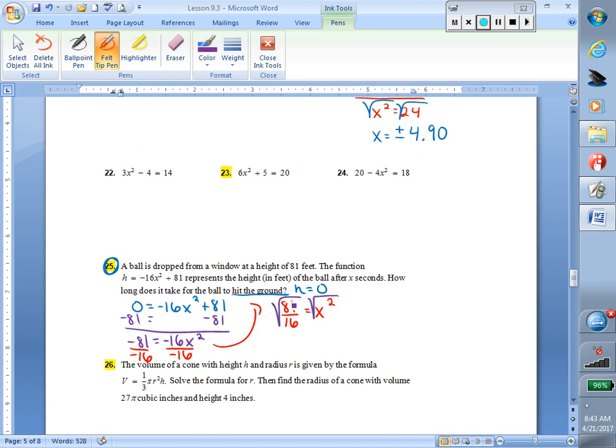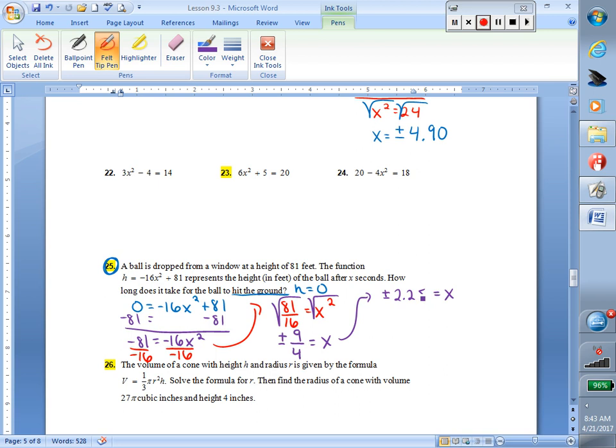I can now take the square root of both sides. I'm taking the square root of a positive number, so I'm going to have my plus or minus. And square root of 81 is 9. Square root of 16 is 4. If you want to work with decimals, guys, that's okay. We would just have a plus or minus 2.25, so 2 1/4. Now with all the other equations we've worked, we would have stopped here and said x equals positive or negative 2 1/4.